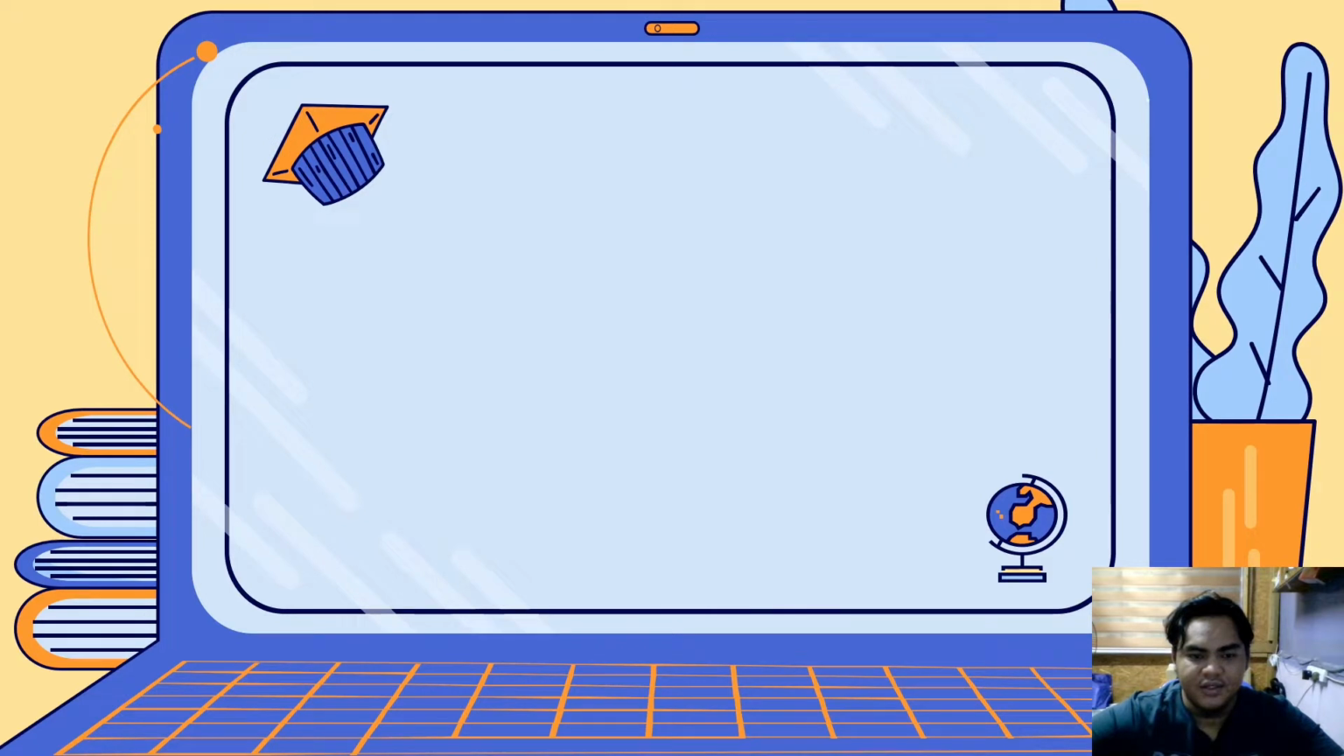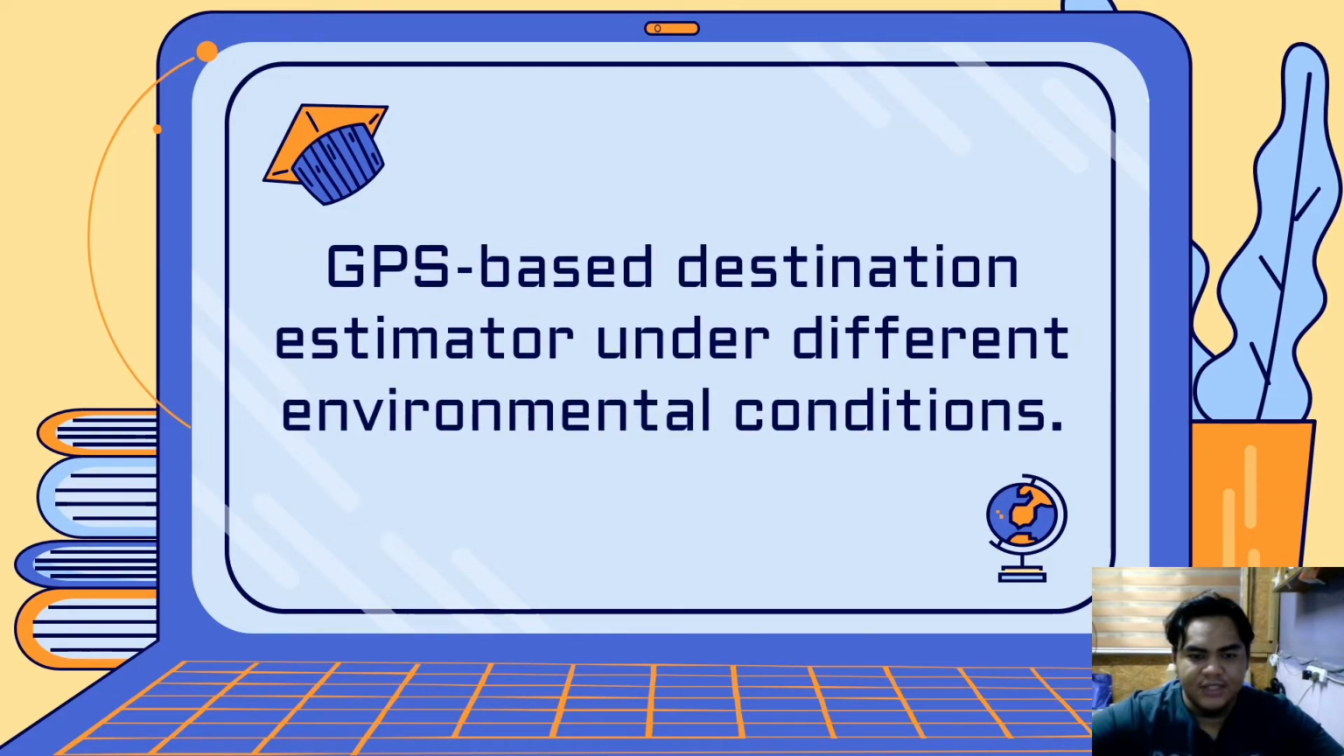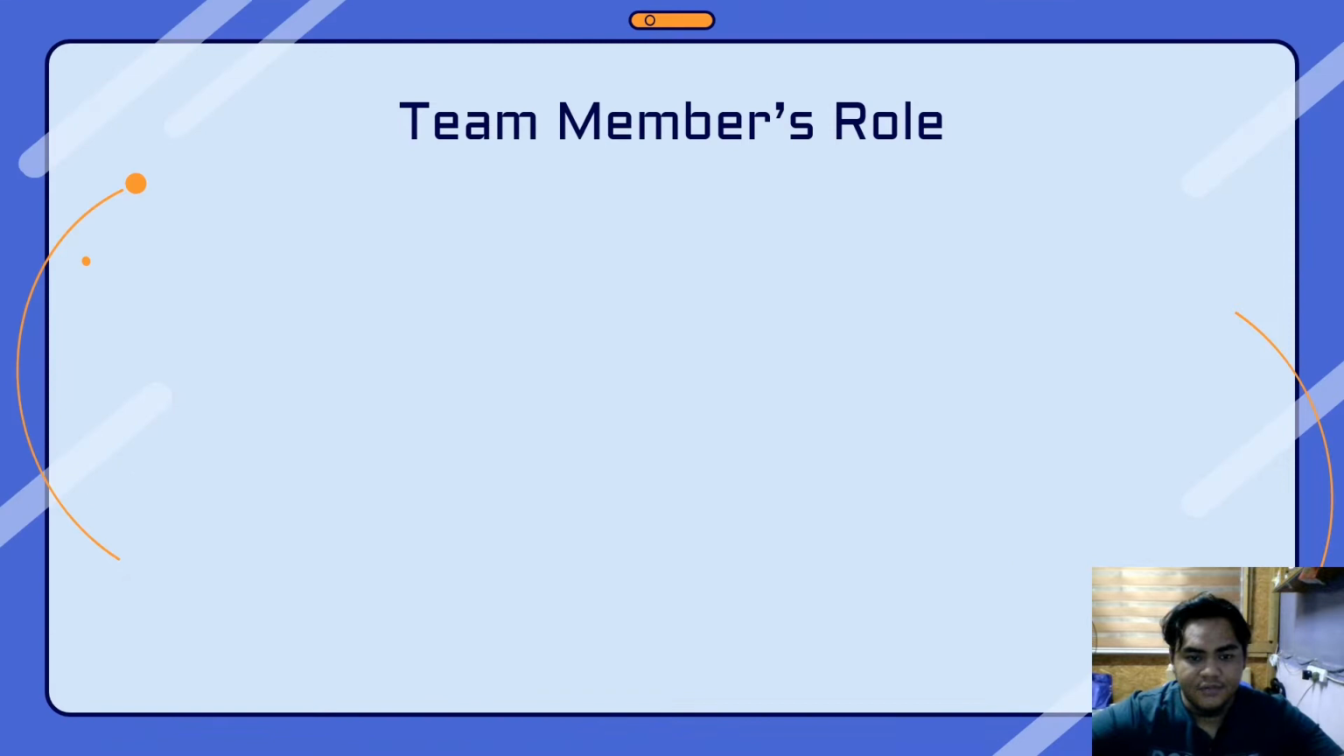I'm from Group ARINC. Today, I will present our group project, which is GPS based destination estimator under different environmental conditions. First of all, I will introduce our team member roles.